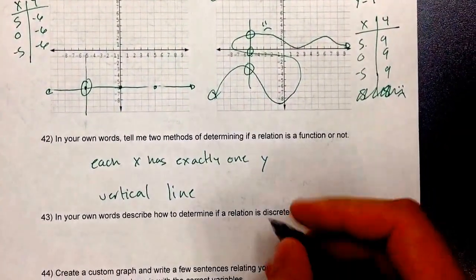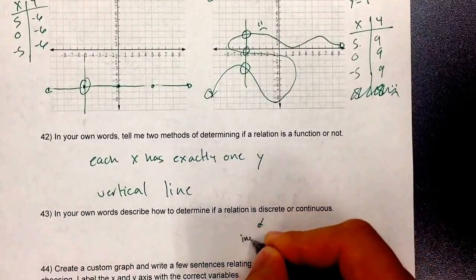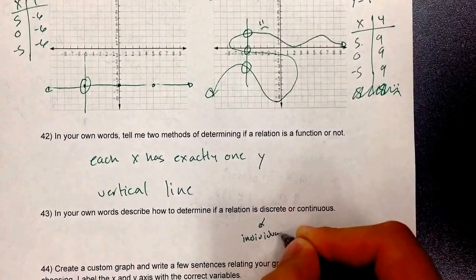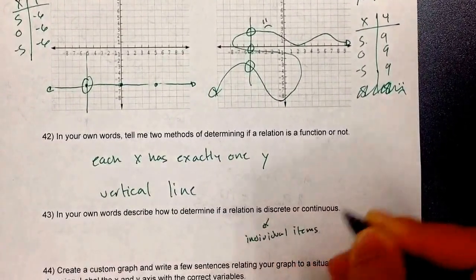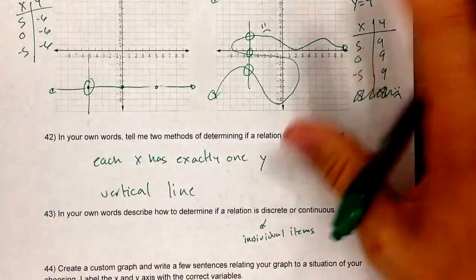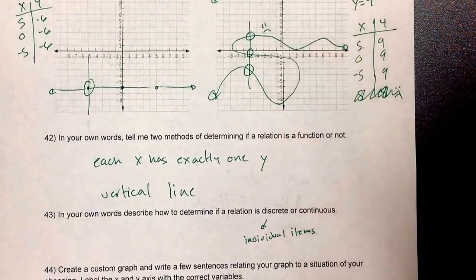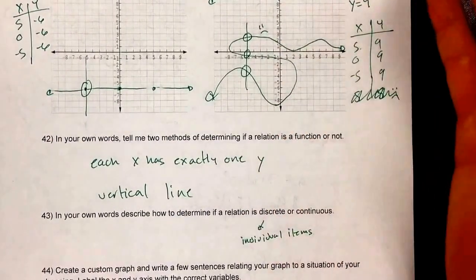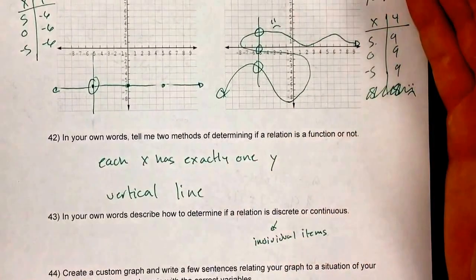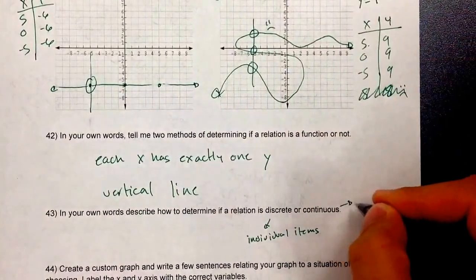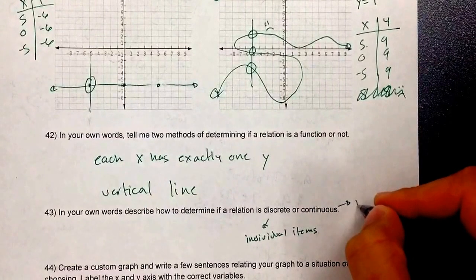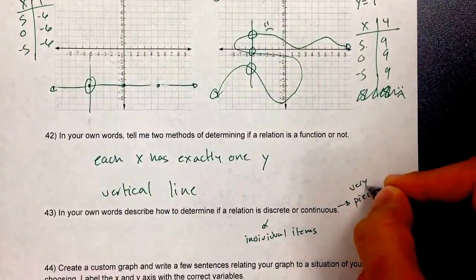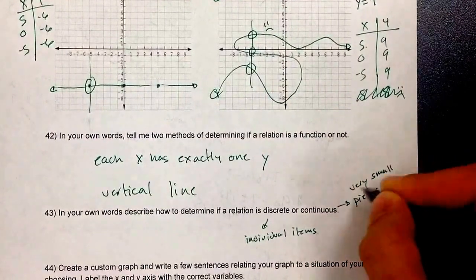Discrete or continuous? Discrete is individual items. So like if you're selling iPhones or cupcakes or you have puzzle pieces, you have to sell whole amounts of those items. Washing cars. You can't wash a fraction of a car and get paid for it. You got to do the whole thing. Whereas continuous, you have pieces. You can cut these things up into very small pieces. As small as you can measure, you can cut it up.